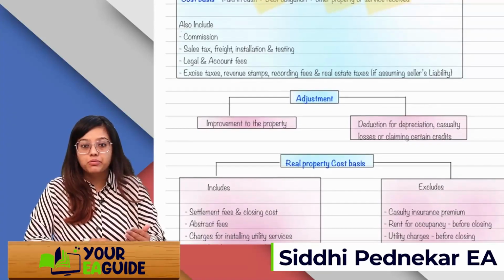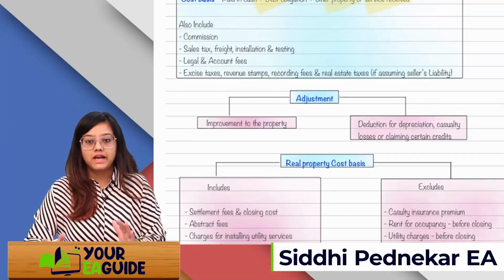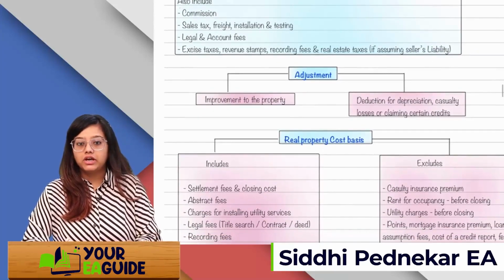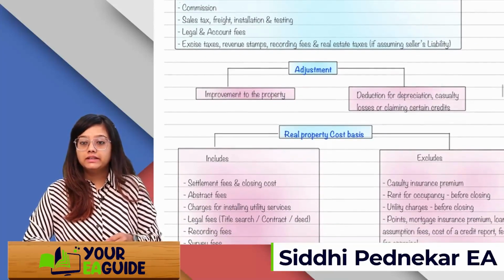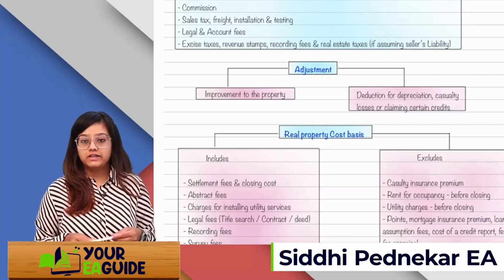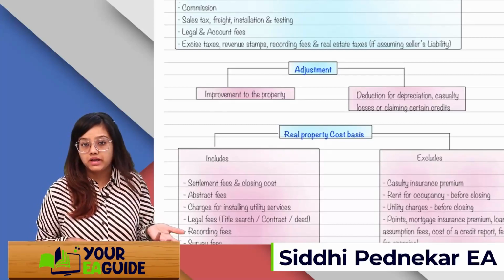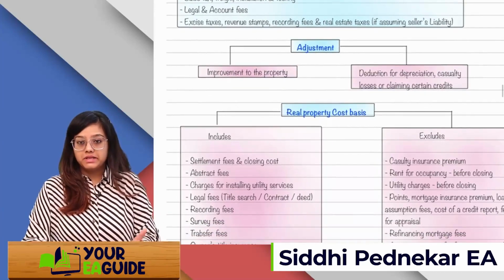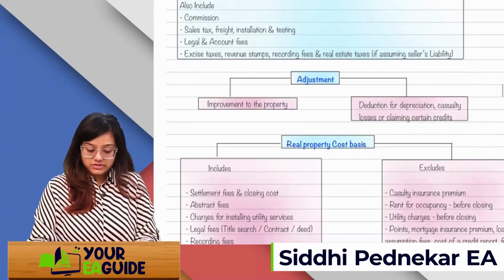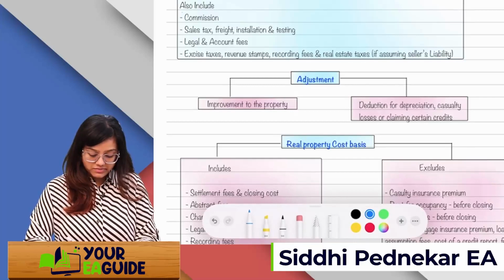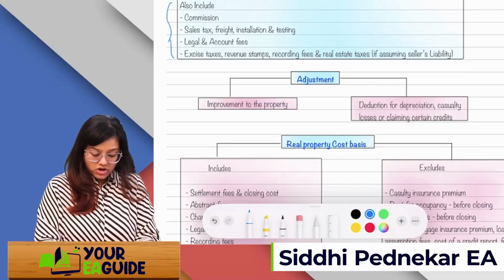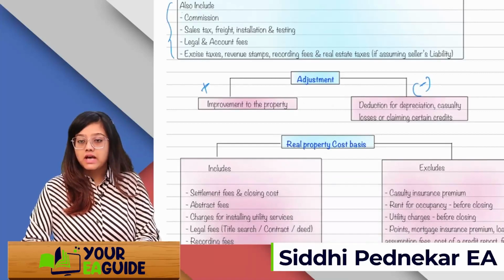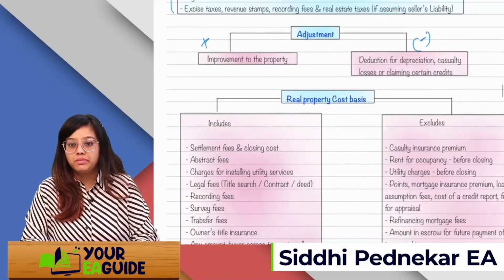First is improvement to the property. If there is any addition or improvement to a particular property, that thing we are going to adjust. Second is if there is a depreciation, right? It's a depreciable asset. If it's a building or any other asset which is depreciable, then we will reduce the depreciation. So these are the adjustments which will be done in the cost basis which we calculated right now. So improvements will be added and the depreciation will be reduced. This is how we will receive an adjusted basis.